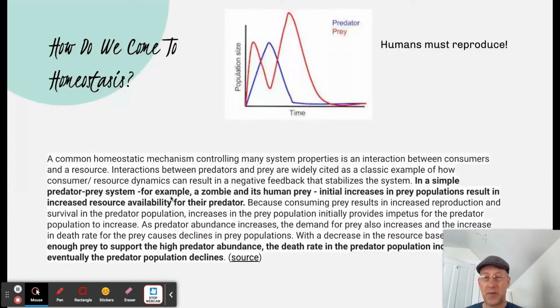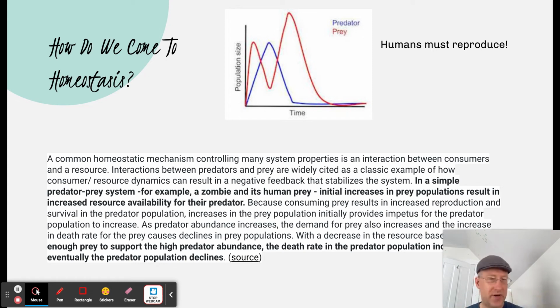So when you talk about predator-prey relationships in a zombie situation, simple predator-prey, the zombie and its human prey, initially there's lots of humans around, and the prey population results in increased resource availability to the predator. Predators increase, but then eventually what you should see is a die-off of all the humans, and eventually there's a decrease in the predators.